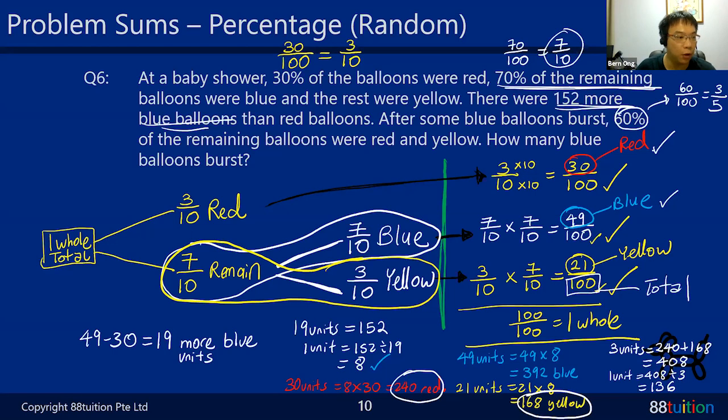You are supposed to look for the 2 units that burst. Is it 2 units that burst? No, 2 units is what? Because when they say 3 out of 5, there are 3 units that is red and yellow. That means there are 5 units that is the total. So 2 units I'm going to find first. 136 times 2 will give you, oh no, panic, no space. 272.